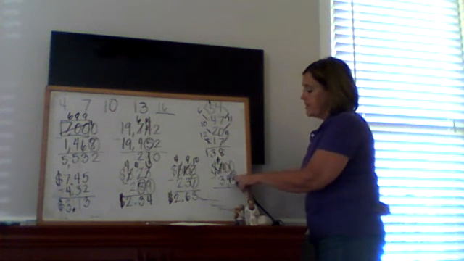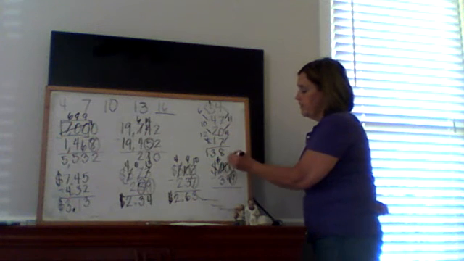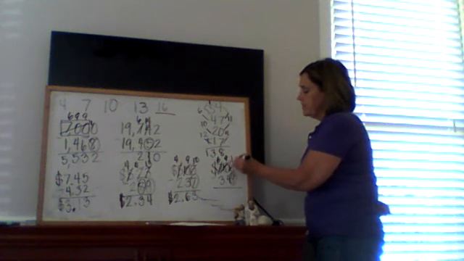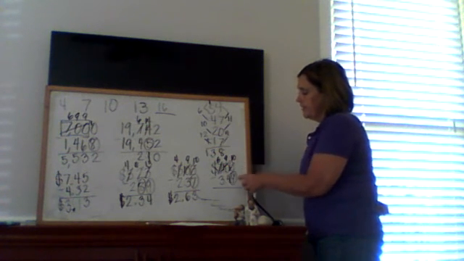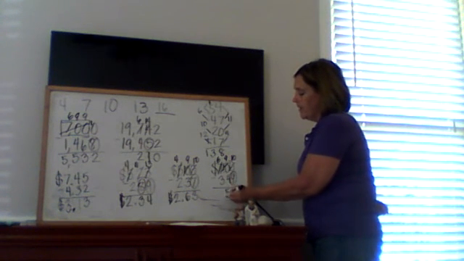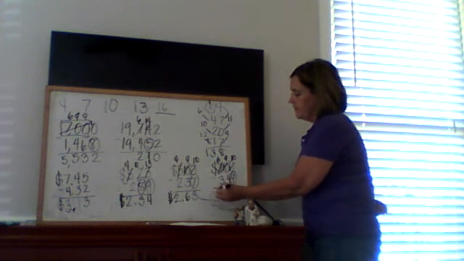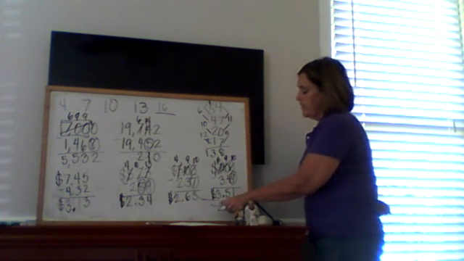But I still need to move some pennies into this column. So I'm going to borrow a dime, and this becomes 10 pennies. 10 take away 9 is 1. 9 take away 4 is 5. Bring down the decimal. 6 take away 3 is 3. $3.51.